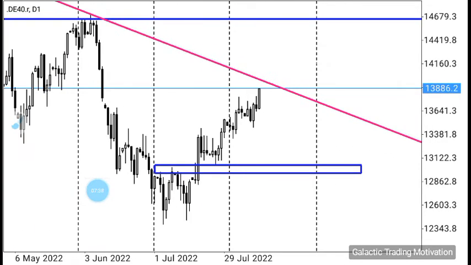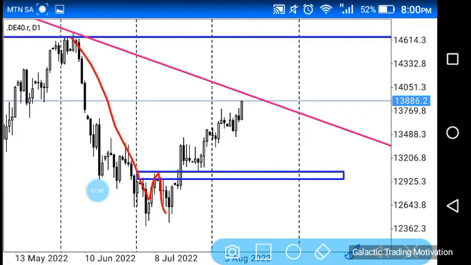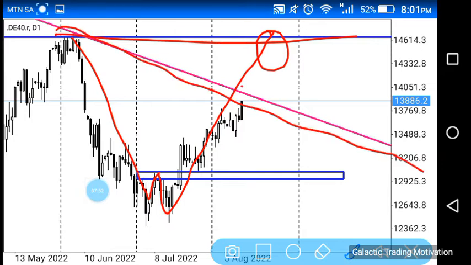So yeah, here we are. I expect this W structure to be completed at this level, right? I expect that W structure to be completed at that level, and that is also why I'm saying that I won't be selling just by virtue of price touching this trend line.